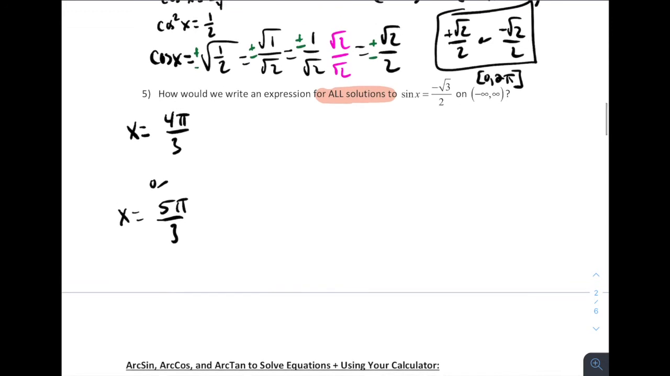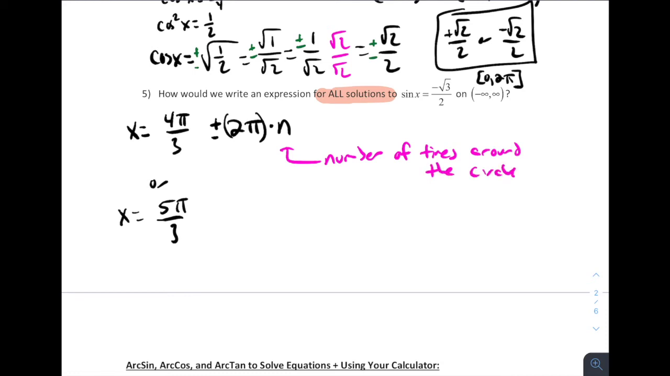So the way that we write that mathematically is that we say, well, we can take this 4 pi over 3 and we can either add or subtract. So I'm going to put a plus or minus 2 pi, in parentheses, times n. And what this represents is this n value is essentially the number of times around the circle.